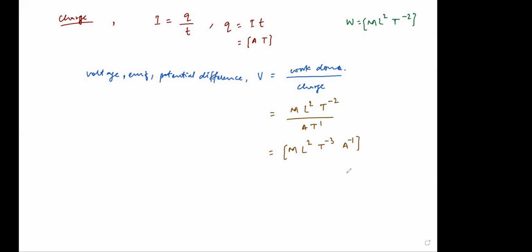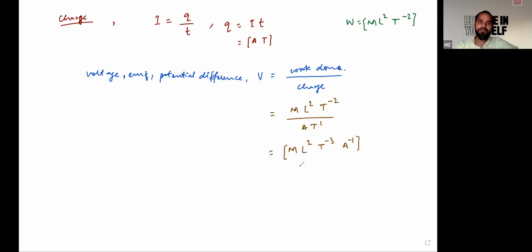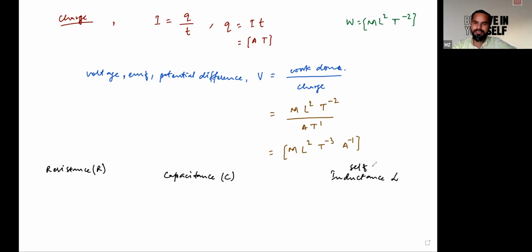Okay, so we have this particular dimension. On the basis of this, we have three different properties of a substance. First is resistance, denoted by R. Second is capacitance, denoted by C. And third one is inductance, denoted by L, or you can call it self-inductance. What do they actually mean?